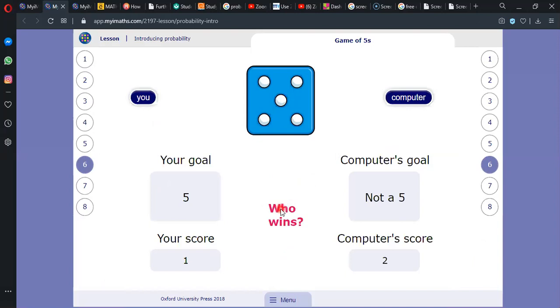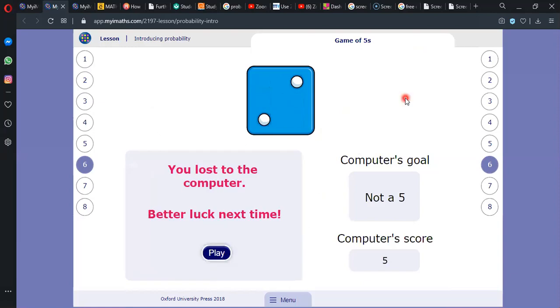Okay, let me roll again. 5 again. I win. Let me roll again. 6. Oh, I didn't win. Computer wins this time around. Let me roll again. 6. Computer wins. Let me roll again. 2. Oh, computer wins. Oh, I lost this game to the computer. Better luck next time to us.